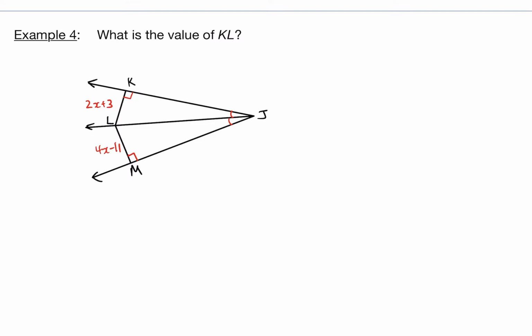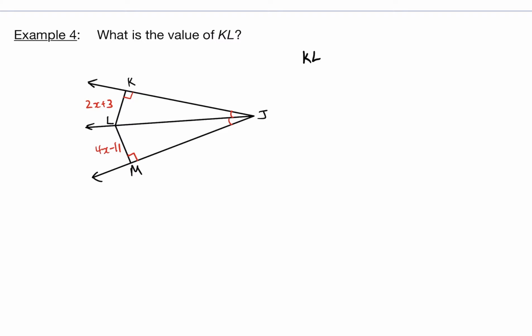Okay, now according to the angle bisector theorem, if a point is on the bisector, so point L is on the angle bisector, then the distance from L to K is going to be the same as the distance from L to M. Okay, so let's go ahead and establish that relationship. So we know that segment, let's just call it KL. Doesn't matter if it's called LK or KL.